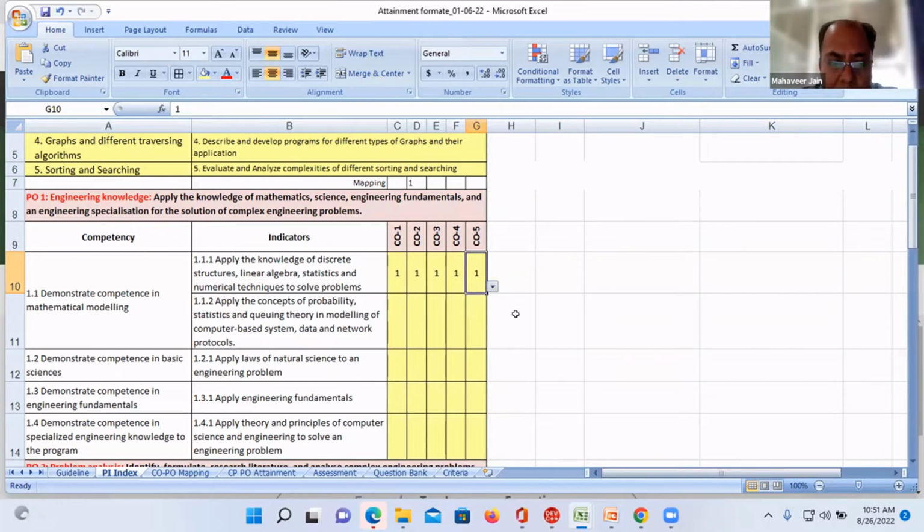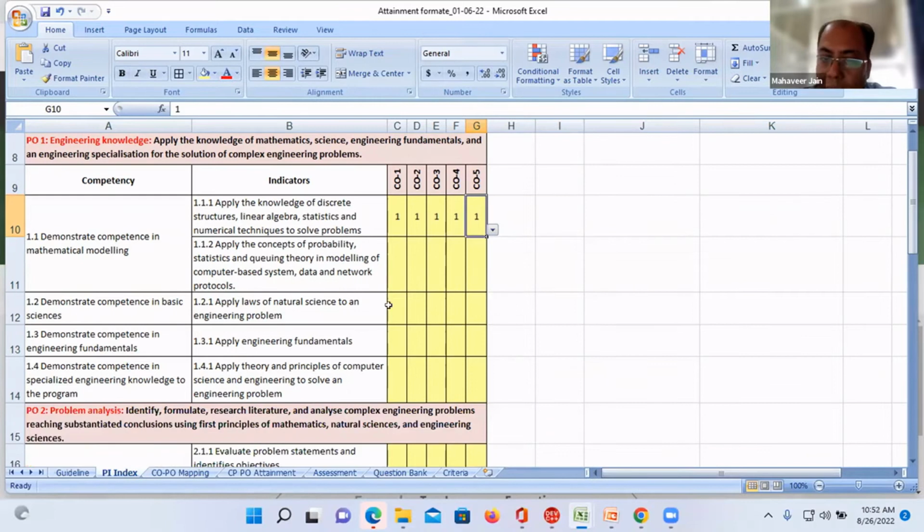So certainly the process is the same, but you have more flexibility. PI indicators are more specific than the program outcomes, so you can specifically match them with your course outcome here. If your course outcome matches with the PI1, then you can certainly write 1. Whenever there is a match, you can write the 1.